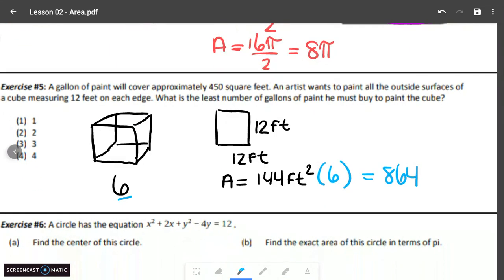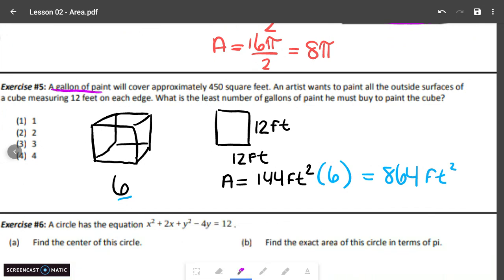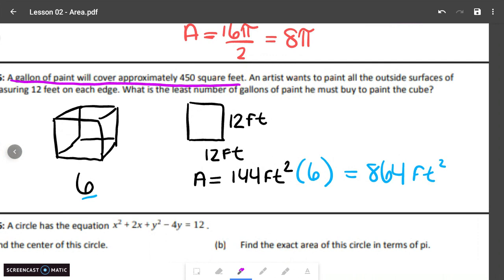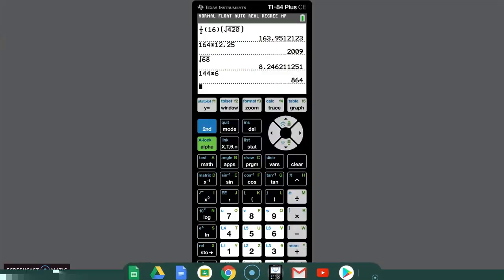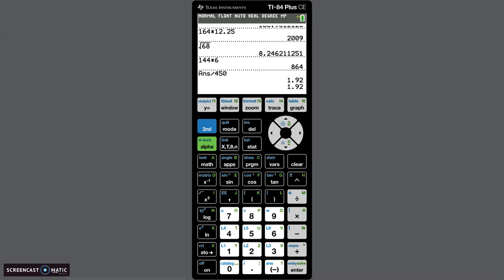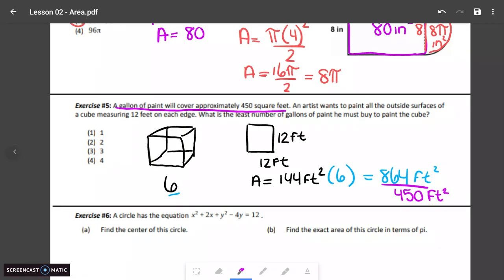So now that's the total area that needs to be painted. What we need to determine here is if 1 gallon will cover approximately 450 square feet, we need to know the least number of gallons. So I'm going to divide this by 450 because that's the feet squared. We're trying to convert it into gallons here. So I'm going to divide that. And I get 1.92. And that means I'm going to at least need 2 gallons.